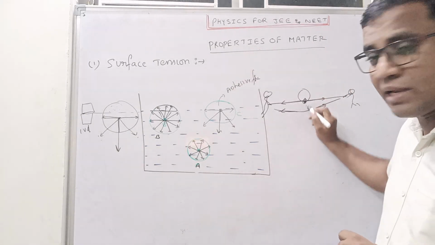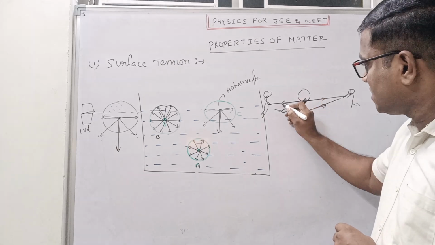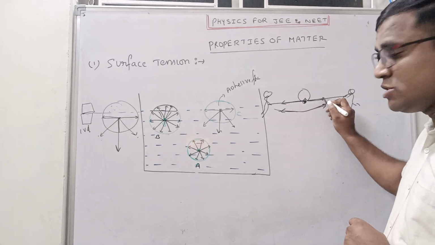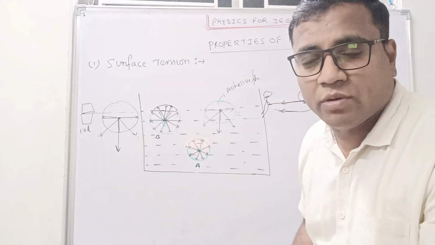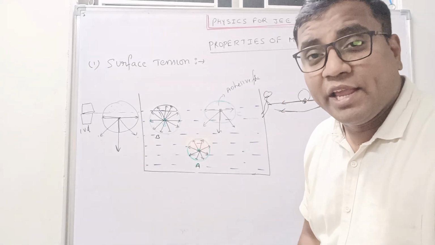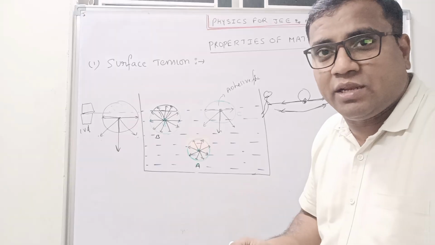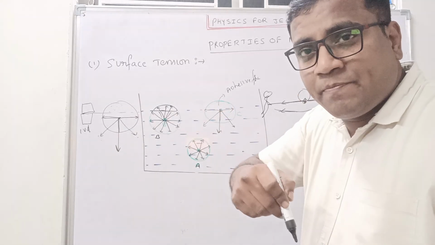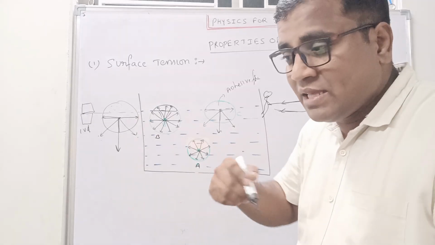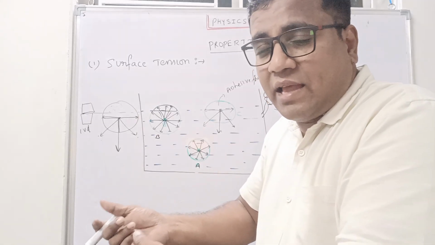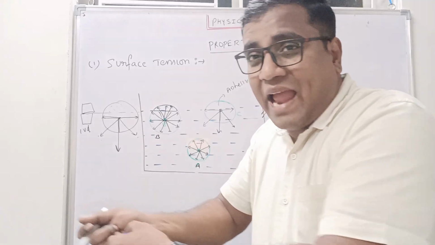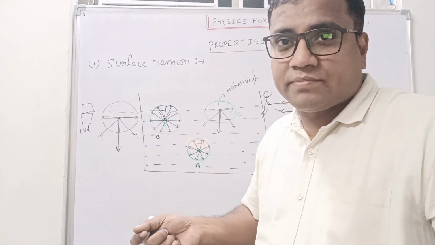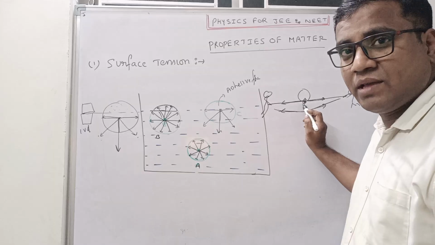This one is a particle. On this particle, if this force is not in this direction or this force is not in this direction, the particle will go down. In order to avoid that situation, the particles on the upper surface act in such a way that it acts as a stretched membrane. That means it is 2D I'm showing here.